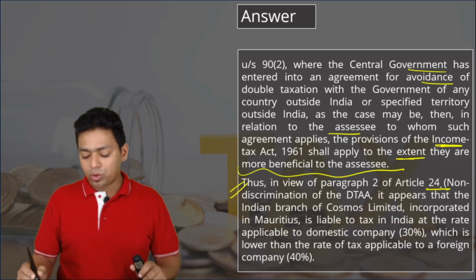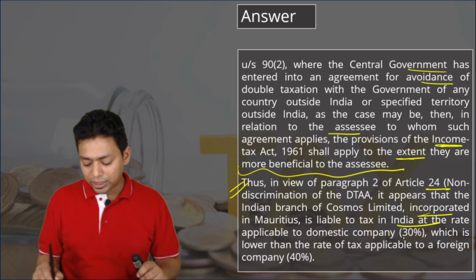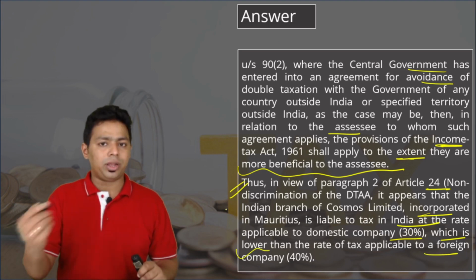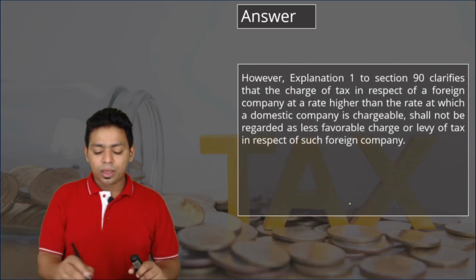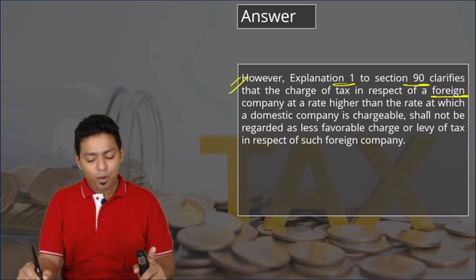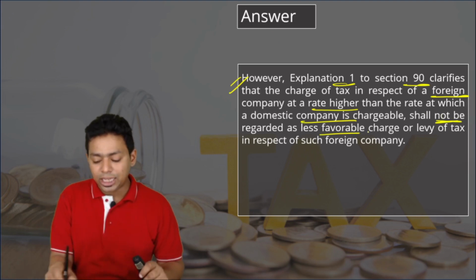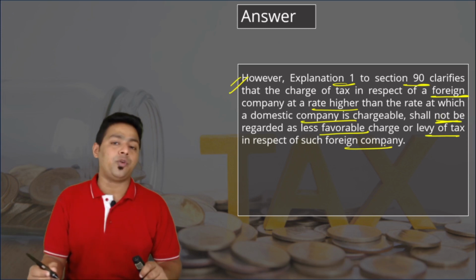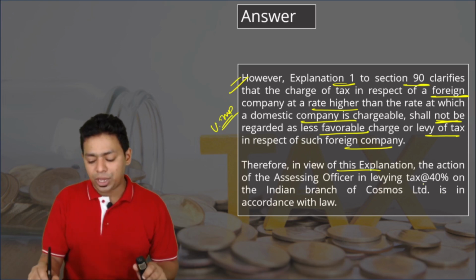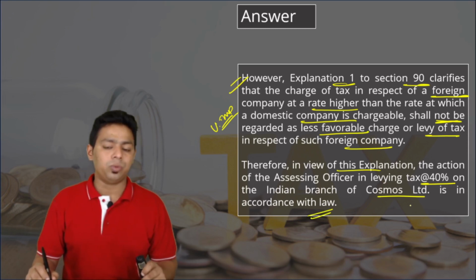Thus, in view of paragraph 2 of article 24, it appears that the Indian branch of Cosmos Limited incorporated in Mauritius is liable to tax at the rate of 30%, which is lower than the tax rate applicable to the foreign company. So prima facie, yes, whatever argument the foreign company is having is right. However, Explanation 1 to section 90 clarifies that the charge of tax in respect of a foreign company at a rate higher than the rate at which a domestic company is chargeable shall not be regarded as a less favorable charge or levy of tax in respect of such foreign company. Very, very important paragraph, my dear friend. And therefore, in view of the explanation, the action of the AO levying 40% tax on the Indian branch of Cosmos Limited is definitely in accordance with the law and the action is valid.